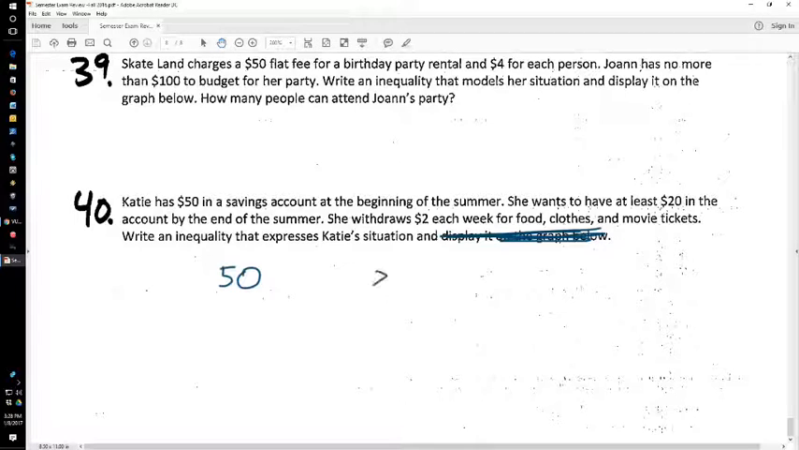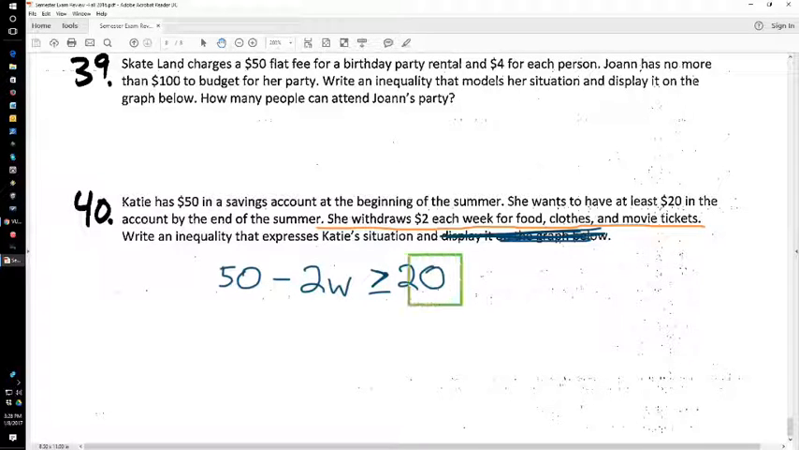So she wants 20 bucks or more. So 20 bucks is the least amount, so we're going to put it on the small end of the inequality, and everything else we want on the bigger end because we're hoping there's more than 20 bucks. Now, there's another piece of information. It says she withdraws $2 each week for food, clothes, and movie tickets. So if she's withdrawing money, she is taking money out. So $2 for every week. So 2 times W. So there's your inequality. And technically that's your answer right there.